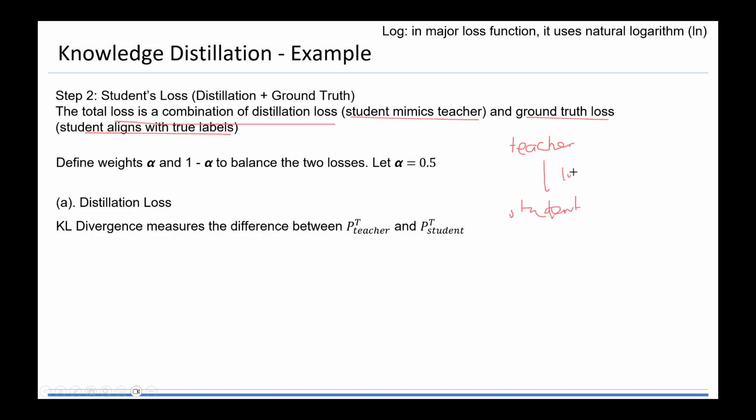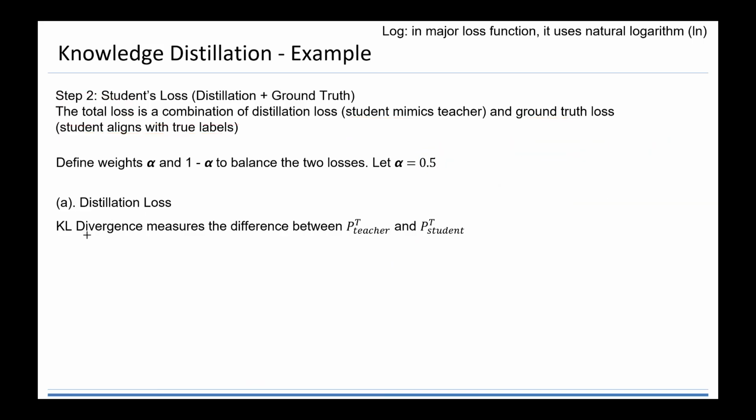So we can calculate the loss between the teacher and the student, and then we can also calculate with the ground truth. So we want to know the loss between the ground truth and the student, and we also want to know the loss between the teacher and the student. And at the end, we want to create the total loss. The total loss means this loss plus this loss. Let's assume that alpha is the weight, and make the weights equal. So this one has the weight 0.5, and this one also has the weight 0.5.